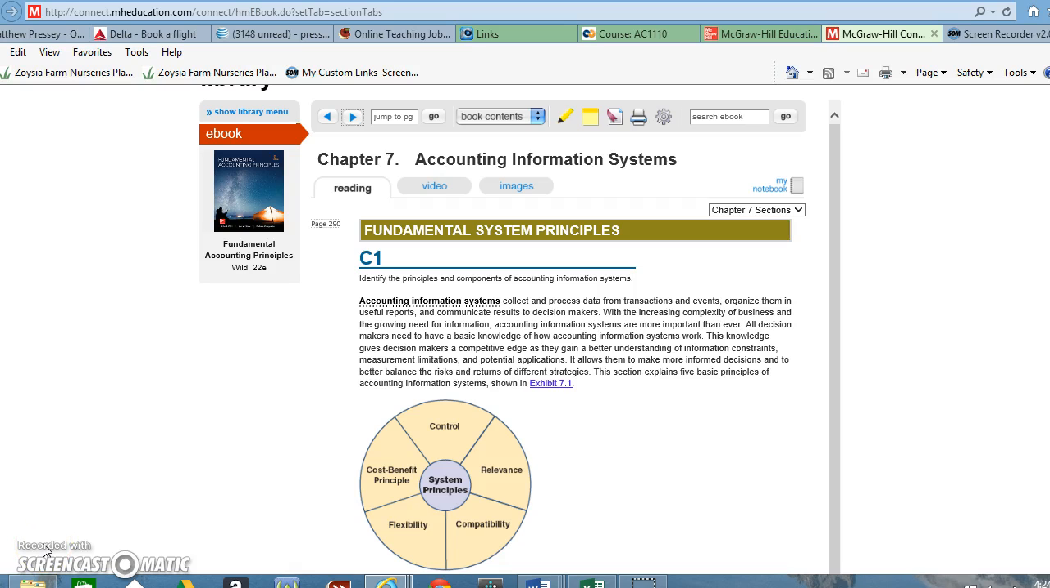Okay, here in the book now, I just want to touch on a few things in both these chapters. Chapter 7 is dealing with accounting information systems. That's basically either the computerized system that you'd use on a job or perhaps a manual system that you'd use in practice or on a small business level. So the first part's chronicling just exactly what that is.